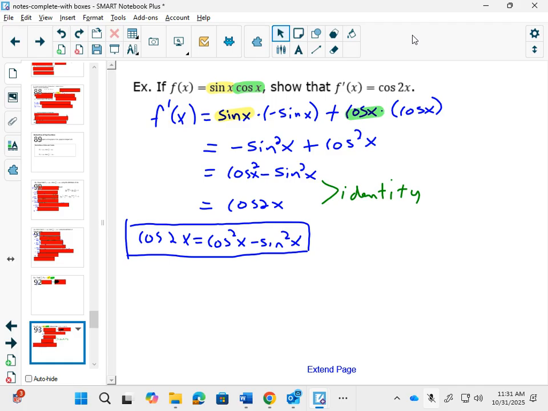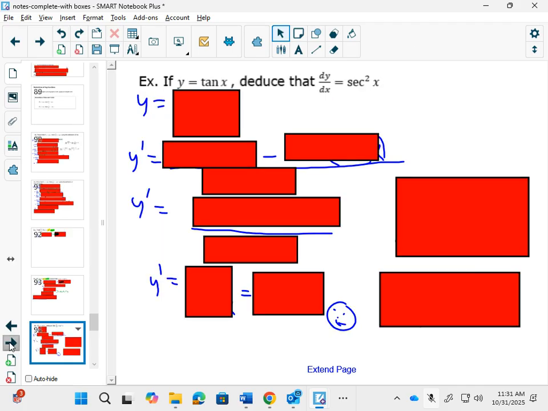You are allowed to use this as a shortcut, but we are going to figure it out. This is our new shortcut, the derivative of tan. It's on the next page.